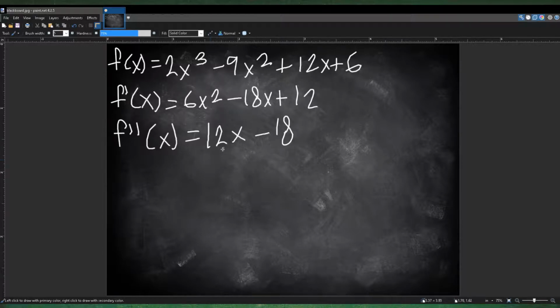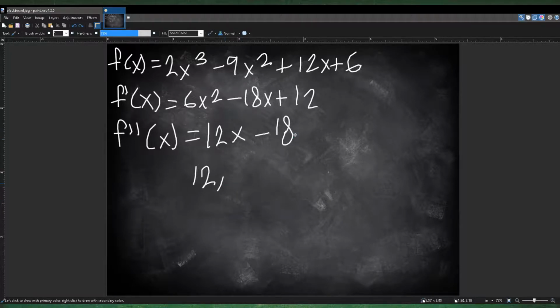Right? And now we just have to find the intervals. So the first thing you have to do is look for the x-intercept of the second derivative. So 12x minus 18 is equal to 0. Right? So the x-intercept is x is equal to 1.5.